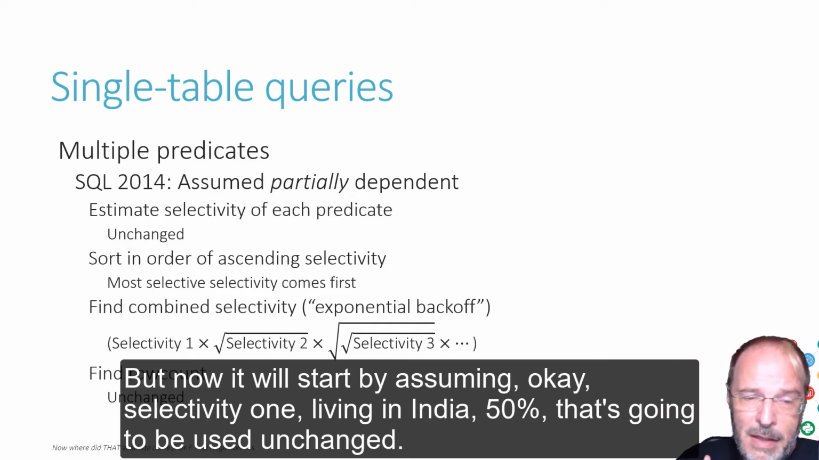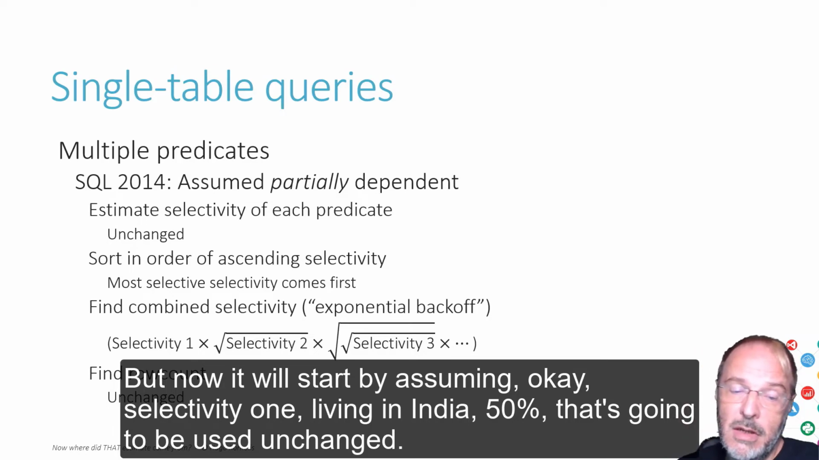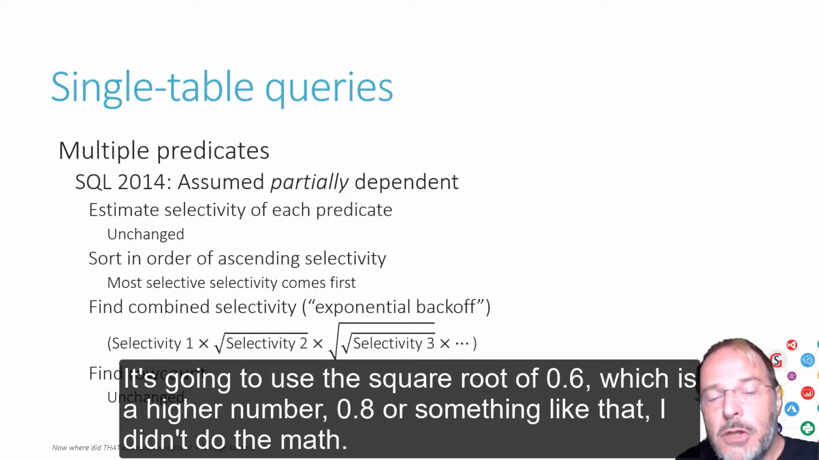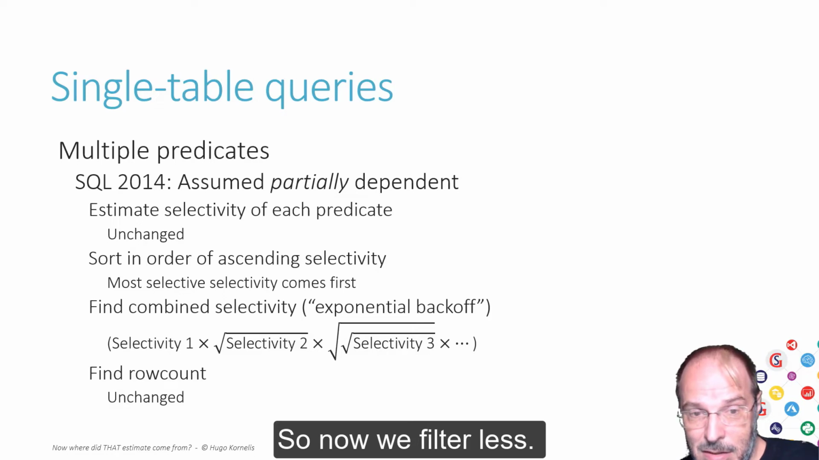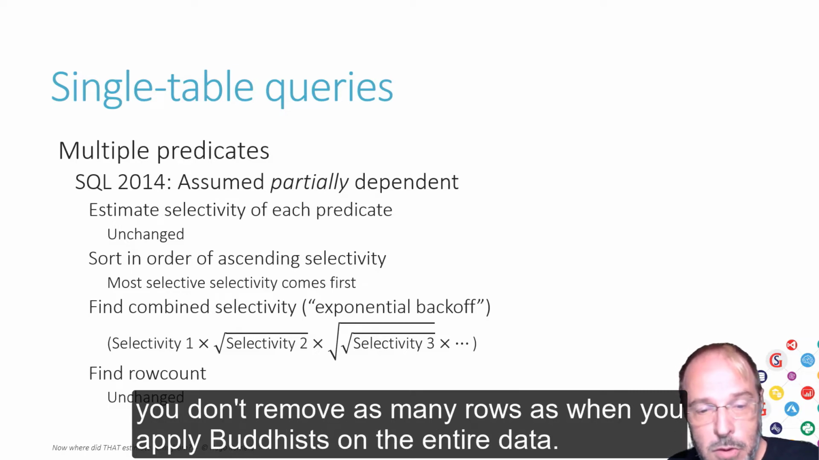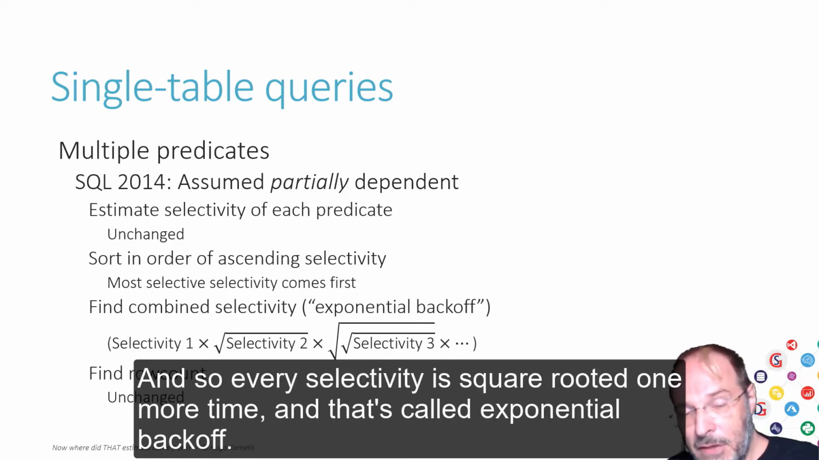But now it will start by assuming, okay, selectivity 1 living in India, 50%, that's going to be used unchanged. But then the second selectivity of 60% is no longer 60% when we look at India only, because it's partially dependent. It's going to use the square root of 0.6, which is a higher number, 0.8 or something like that. I didn't do the math. So now we filter less. And that's logical, because if you have the population of India and you filter on Buddhists, you don't remove as many rows as when you apply Buddhists on the entire data. And so every selectivity is square rooted one more time, and that's called exponential backoff.